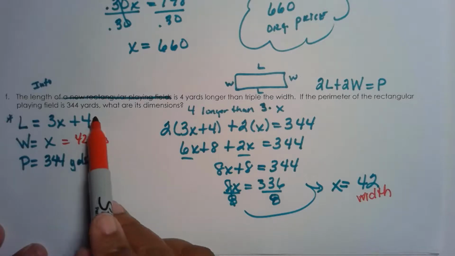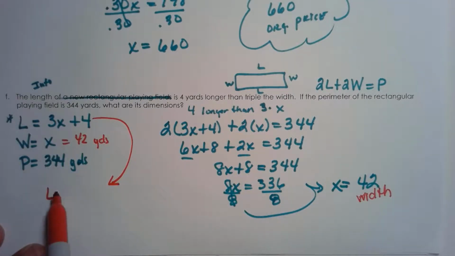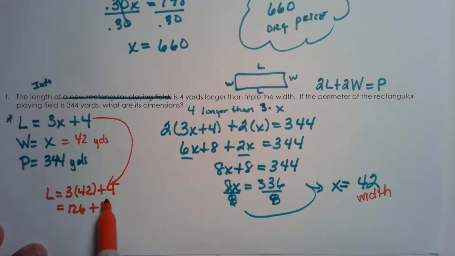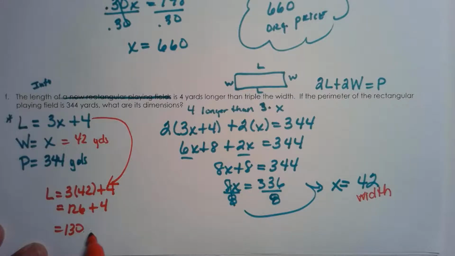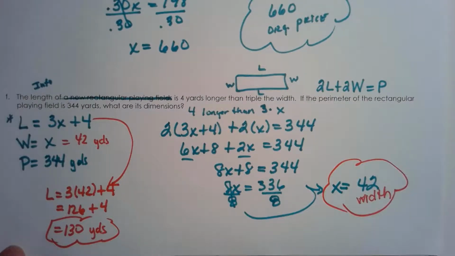And we're going to do the same thing. So we need to find the length. Where we see x, we're going to substitute 42 in for x. So 3 times 42 is 126. Add 4 to that, we have 130. This is our length. This is our width.